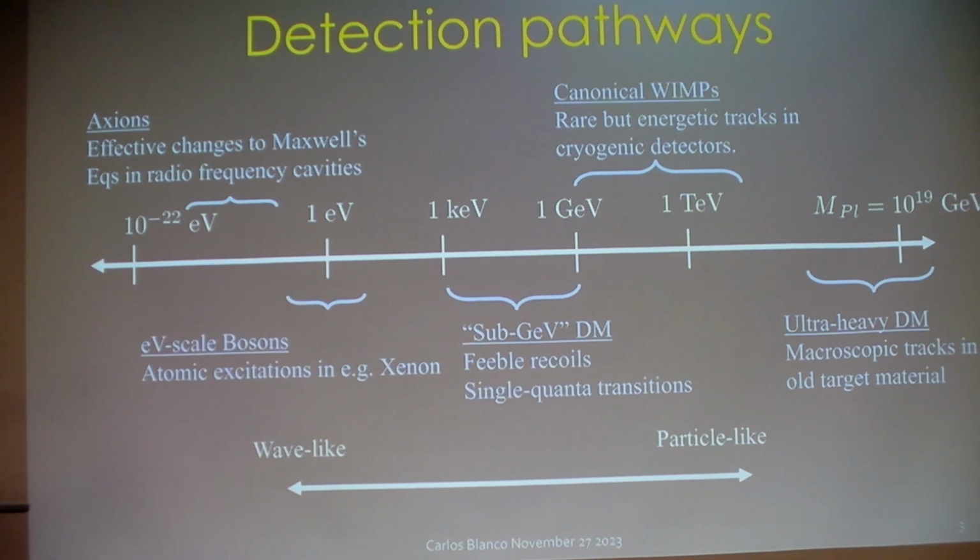Okay? Below that mass, you can still have these quasi-WIMP dark matter models where you have some thermal history that makes sense, but down there you're no longer able to ionize an atom. And so instead of looking for these very rare but energetic tracks in your cryogenic detectors, you're looking for very feeble recoils, and therefore what you're looking for are single quantum transitions, which is in essence very similar to what you think about in optical spectroscopy. And that's much of what I'm going to be talking about today.